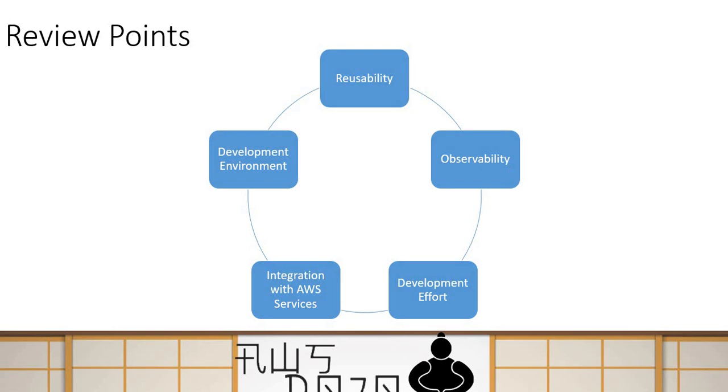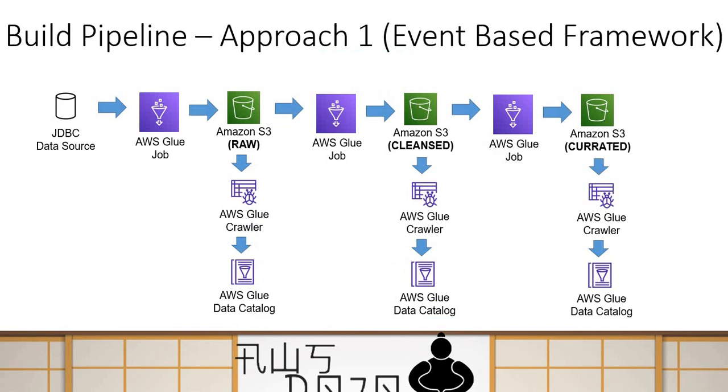That's also a very important factor one should consider. So these are the five points I am going to use today to assess the 3 pipelines. So let's get started. Okay. So first method, which is event-based framework.